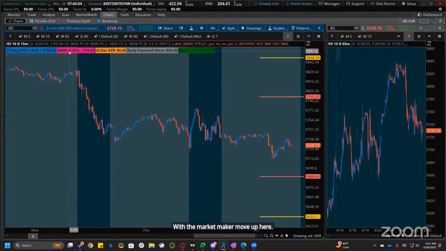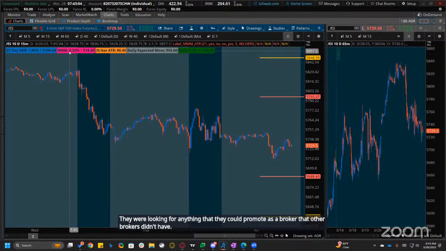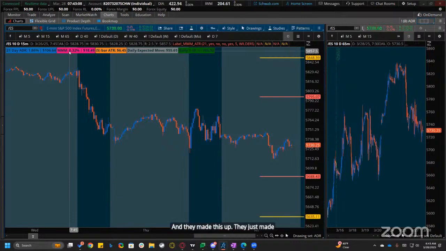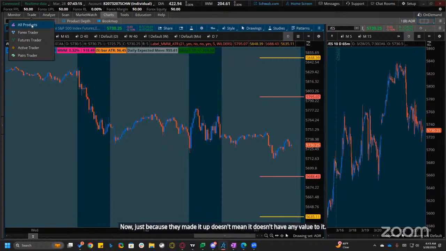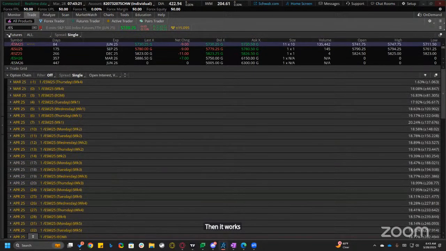So Thinkorswim, long ago when it was first being developed by Tom Sosnoff, they were looking for anything that they could promote as a broker that other brokers didn't have. Right? And they made this up. They just made it up. It's called the market maker move. Now, just because they made it up doesn't mean it doesn't have any value to it. I've created my own products over the years, and if you have something that works, then it works. It doesn't really matter if you made it up.